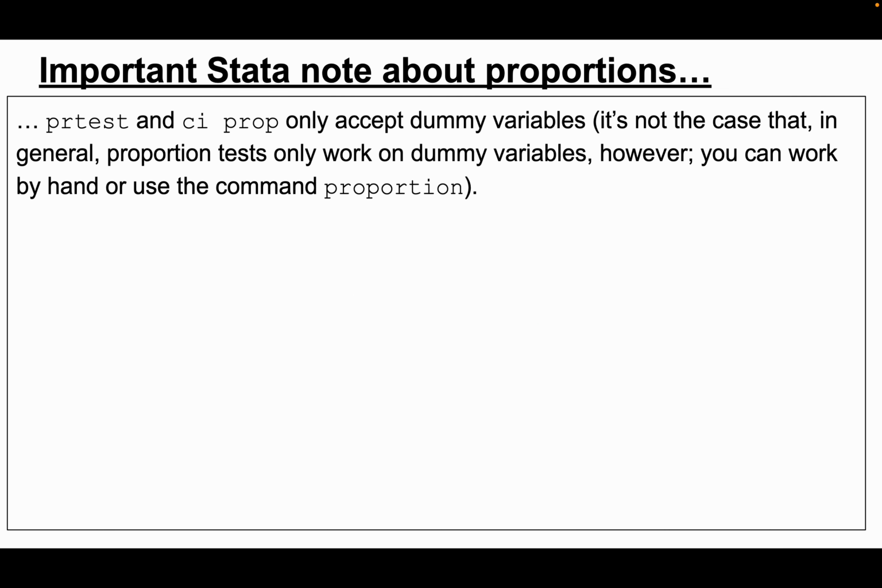An important Stata note about proportions. So prtest and ci prop only accept dummy variables. It's not the case in general that proportion tests only work on dummy variables. However, you can work by hand or use the command proportion.